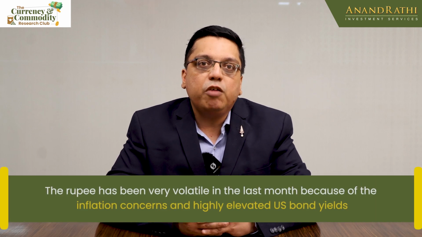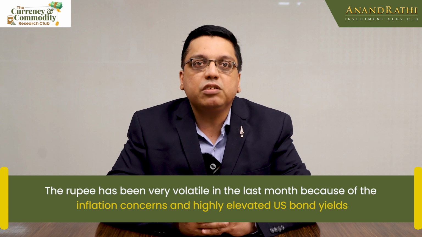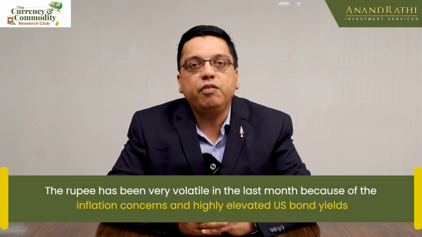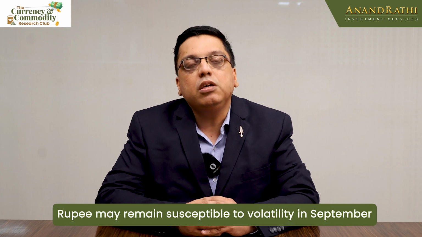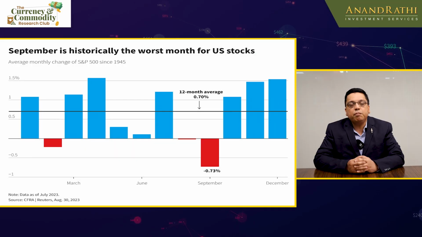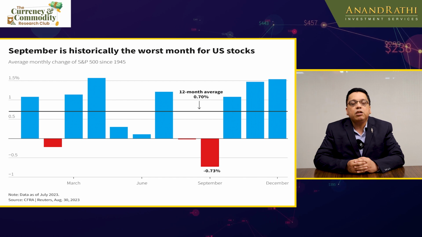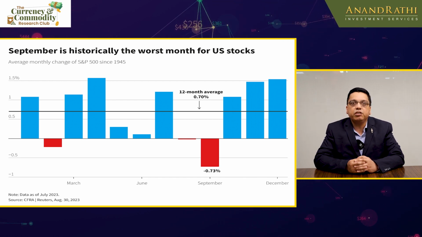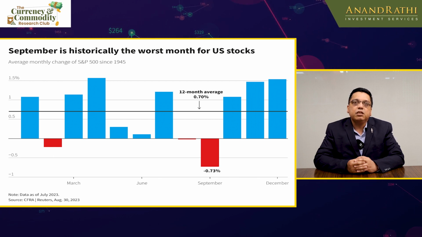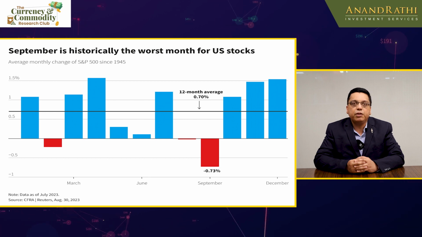Now going ahead, what do we expect in the rupee? The rupee has been quite volatile last month, and because of the inflation concerns as well as the highly elevated US bond yields, there might be some outflow concerns in the rupee, as the rupee is expected to remain volatile in the month of September. In the last chart, we see that September has historically been quite a bad month for the global S&P index, where we have seen negative returns month-on-month in September. So that will lead to some outflow concerns also and will pressure the rupee.